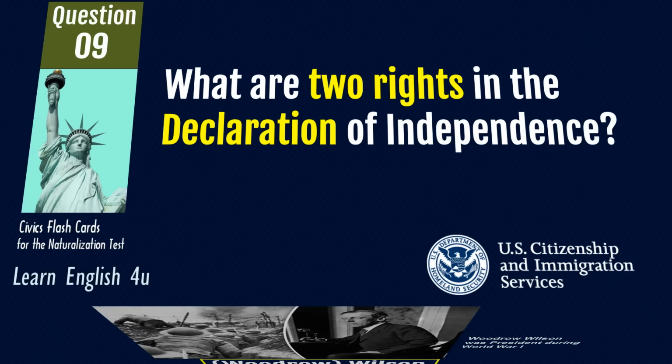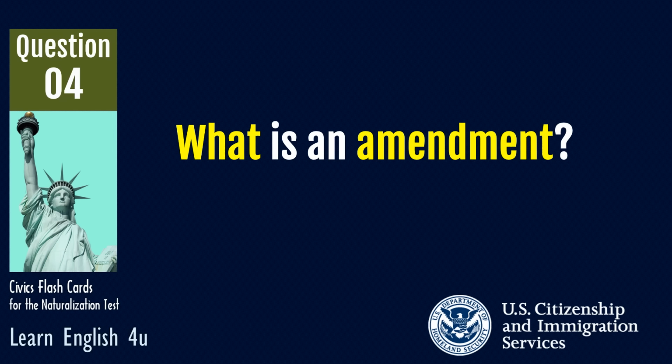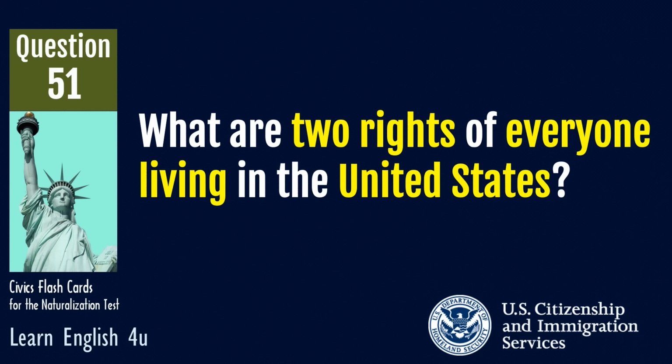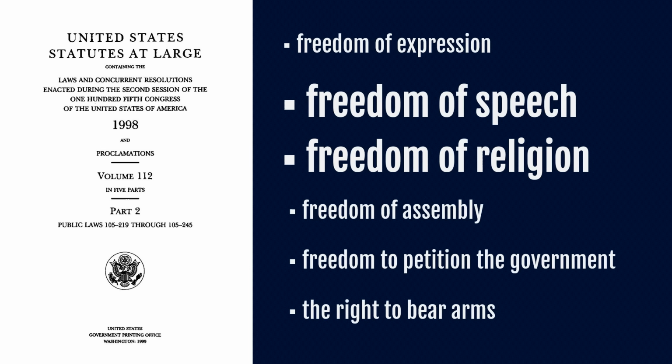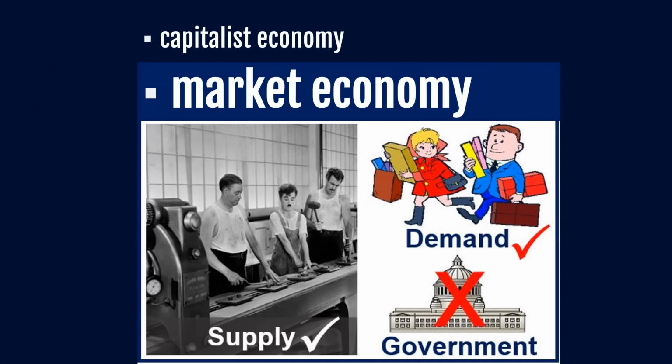What are 2 rights in the Declaration of Independence? Life, liberty. What is an amendment? A change to the Constitution. What are 2 rights of everyone living in the United States? Freedom of speech, freedom of religion. What is the economic system of the United States? Market economy.